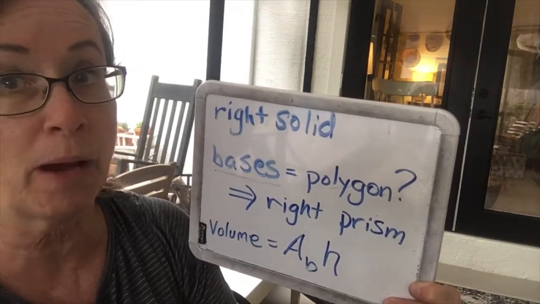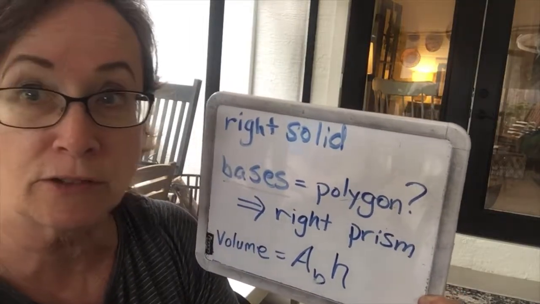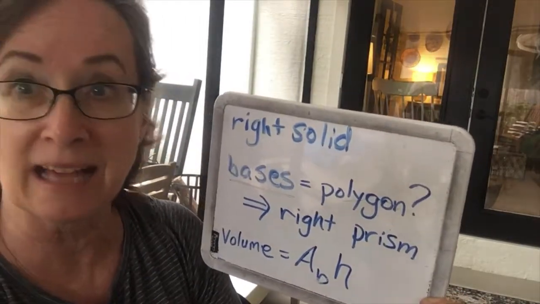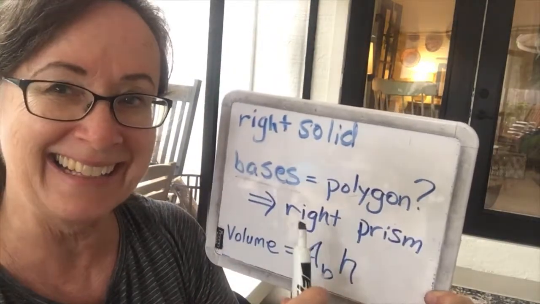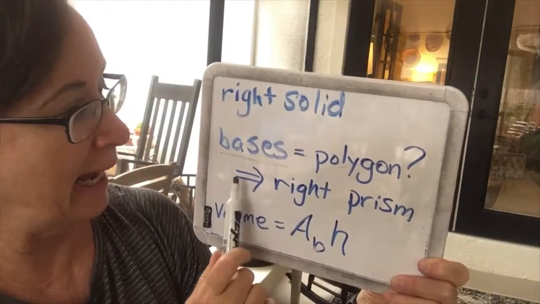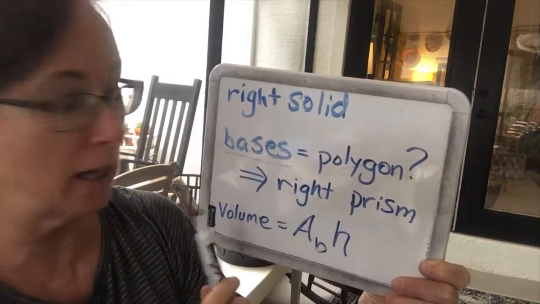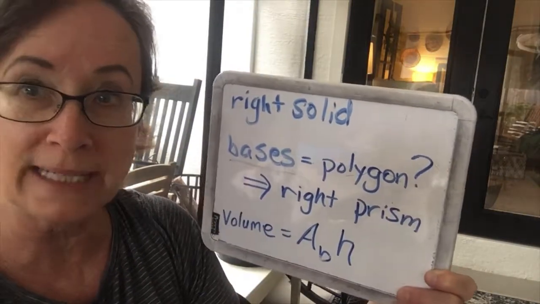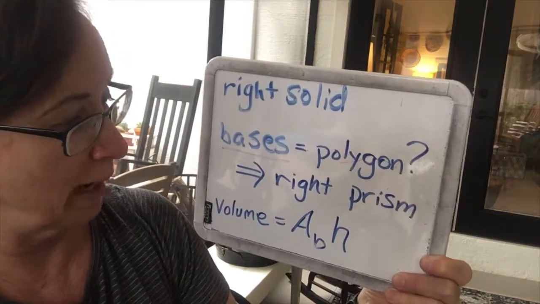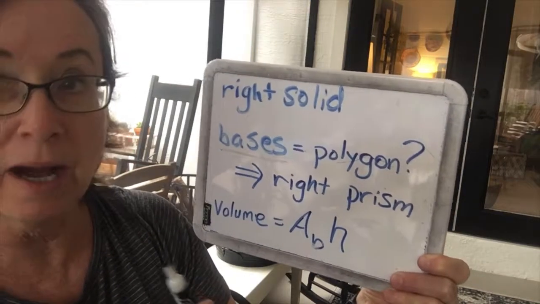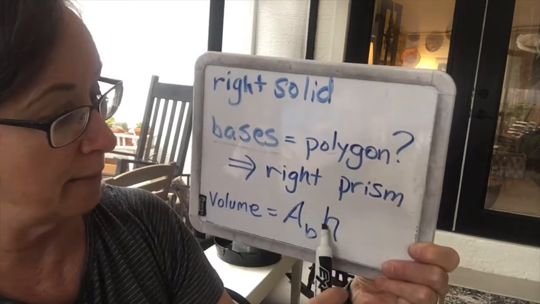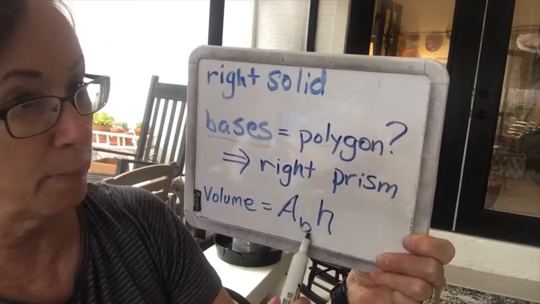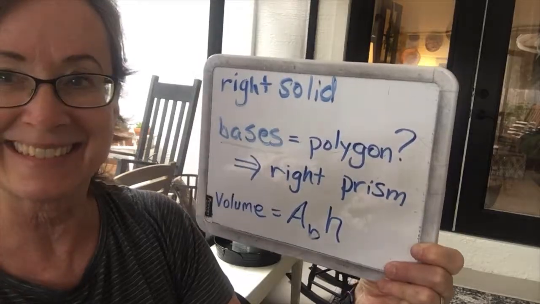Remember, we talked about polygons being simple closed figures that have only lines for sides. I said that backwards. And if we have bases that are polygons, then we have a right prism. A right prism. And the volume of a right prism is area of the base times the height. So area of the base times the height.